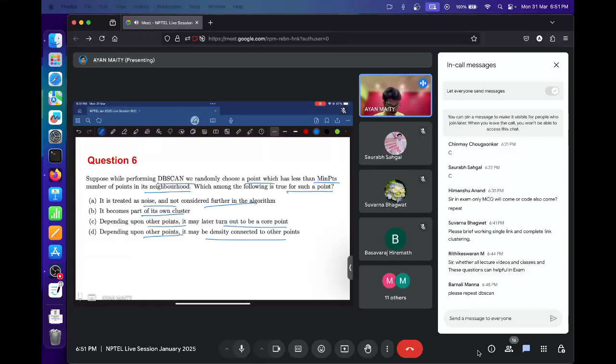The correct answer here is option D, that depending upon other points, it may be density connected to other points. So in DBSCAN, there are three types of points. One is core point. Core points are those points which have more than MinPts number of points in its neighborhood. Neighborhood is also defined as some distance of epsilon. So within this epsilon distance, MinPts number of points are present, then that point is called a core point.